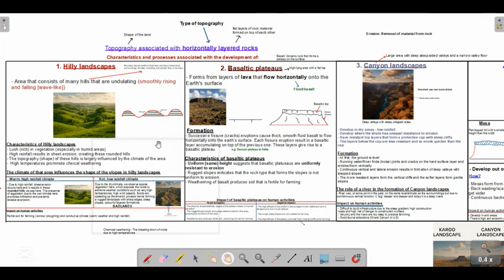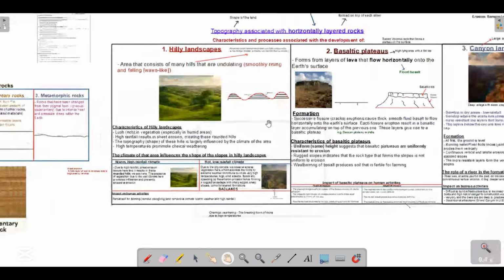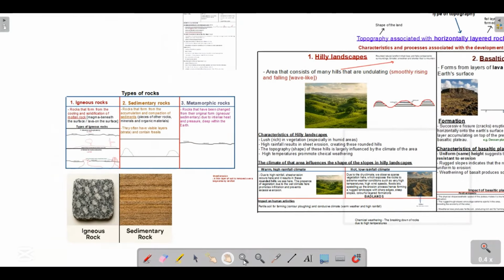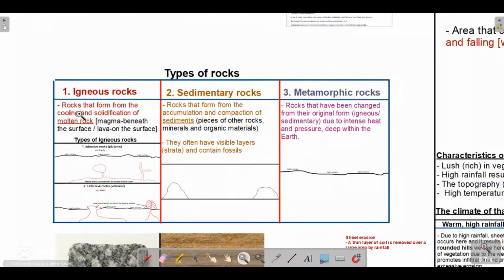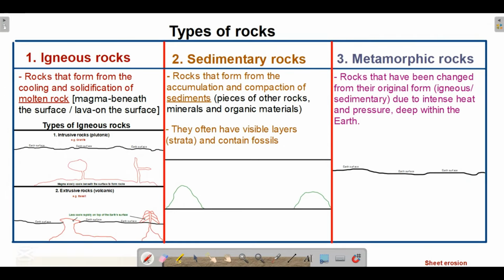Right, in order to first understand these, you have to first understand how rocks form. And I know that you must have covered this in grade 10, the different types of rocks. And so I thought that it would be quite instrumental that we start there, basically a reminder of how different types of rocks form. I think this will help a lot in understanding the different types of landscapes.